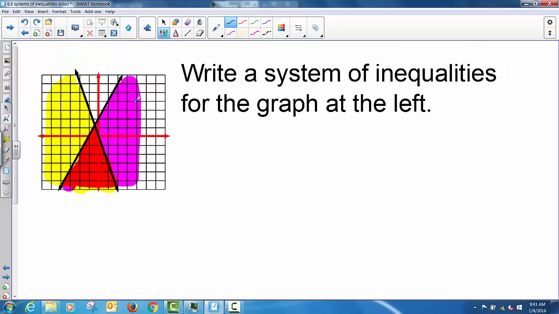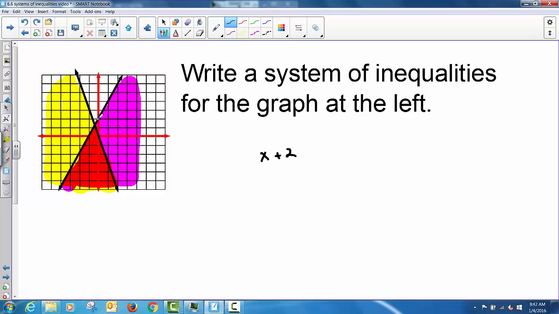All right, one more and then I'll let you do one. Write a system of inequalities for the graph at the left. Let's do this line first. Okay. The y-intercept is 2. So we're going to put a plus 2 here. And our x. Now what is the slope of this line?